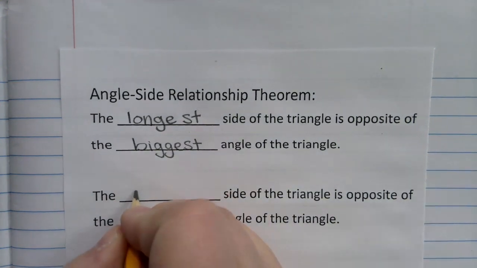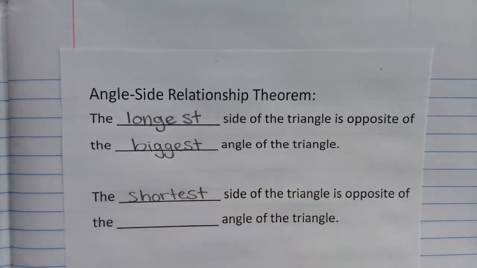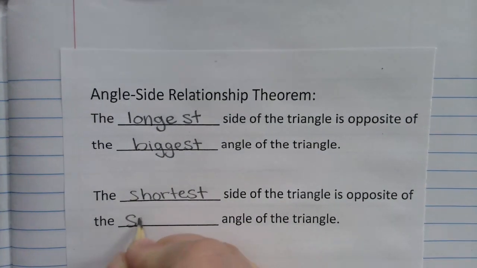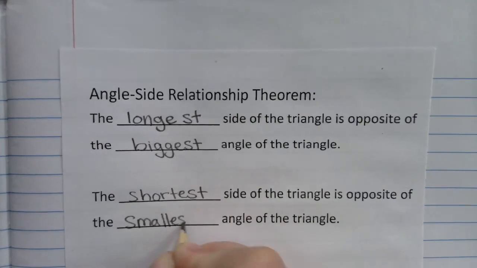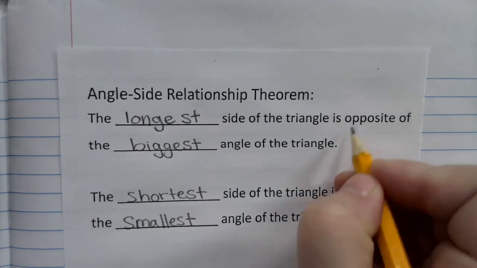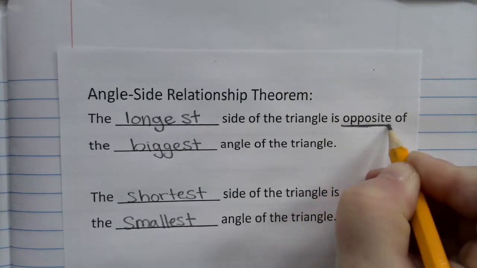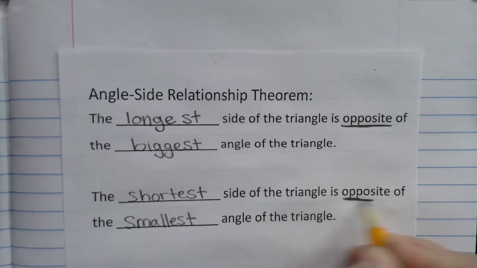The shortest side of the triangle is opposite of the smallest angle. So pretty much sides and angles are paired together, but they're paired opposite. That's kind of our big word here, is opposite. So if you want to underline that, circle it, highlight it, that word opposite is really important here.